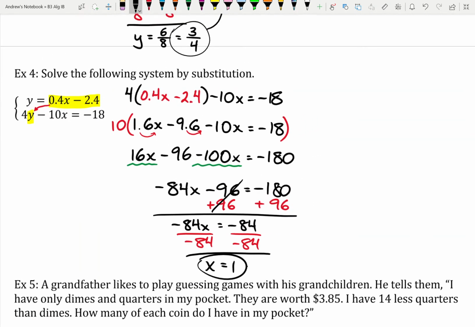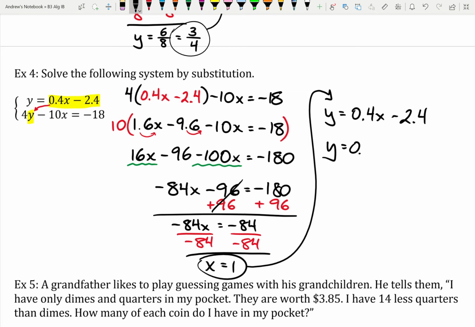So what we've got to do here is still plug it back in. I'm thinking that plugging it into the one with decimals is actually going to be a little bit easier for us: 0.4x minus 2.4. And so y is equal to, we're going to replace that x with the 1 we just found it to be. 0.4 times 1 is just 0.4, minus 2.4. And then 0.4 minus 2.4 is going to give us negative 2.